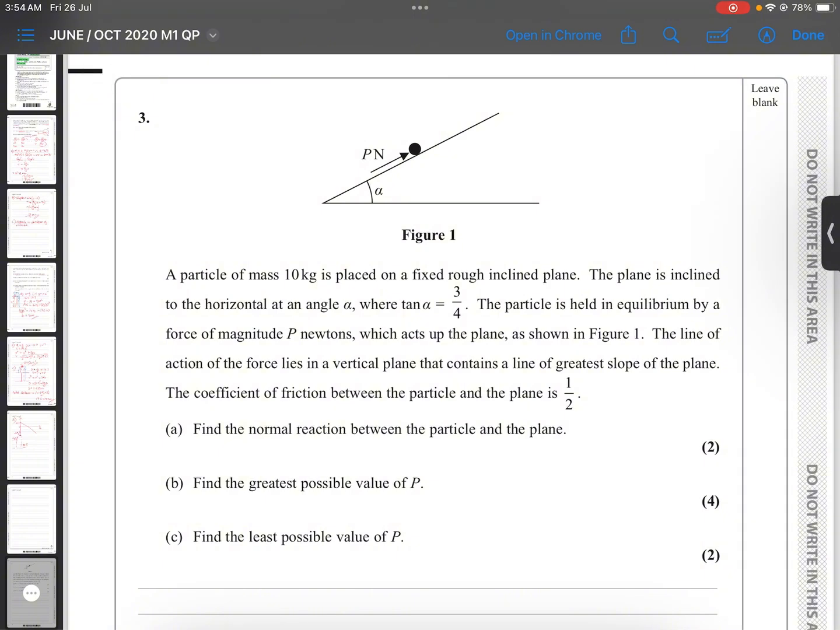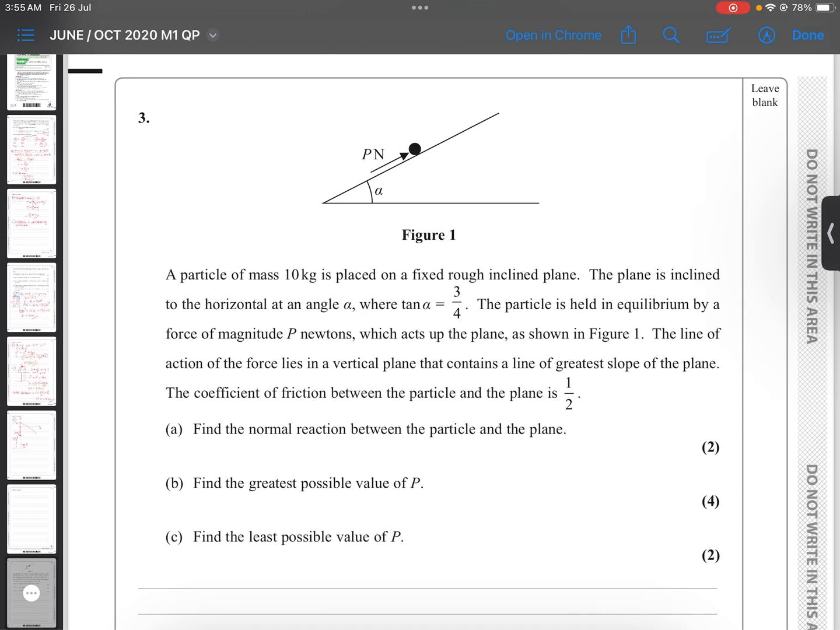On to question 3. A particle of mass 10 kg is placed on a fixed horizontal inclined plane. The plane is inclined to the horizontal at an angle alpha where tan alpha equals 3 by 4. The particle is held in equilibrium by a force of magnitude P newtons which acts up the plane, as shown in the diagram 1. The line of action of the force lies in a vertical plane that contains a line of greatest slope of the plane. The coefficient of friction between the particle and the plane is half. Find the normal reaction between the particle and the plane.